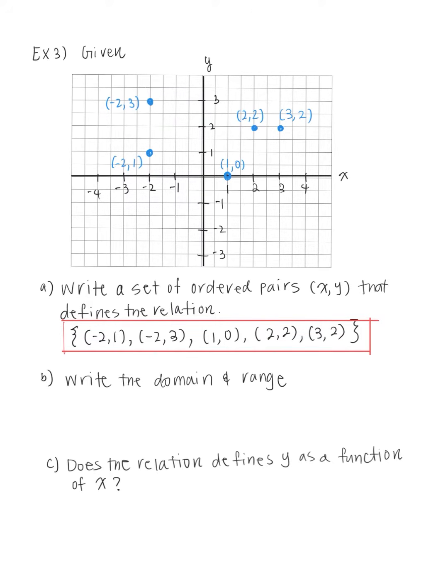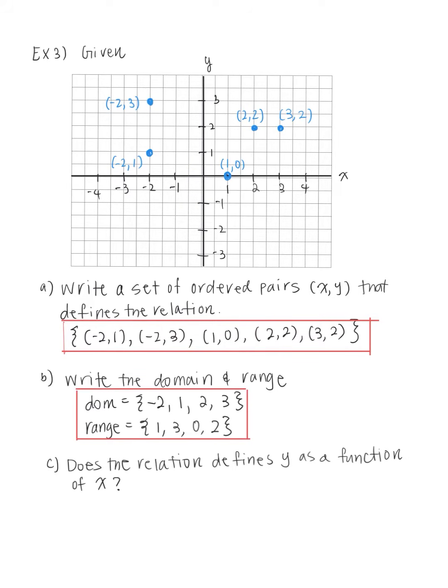Part B says write the domain and the range. I think this portion should be okay as well. So for the domain, let's pluck out all the x values. However, if it's repeating, you don't pick that. So here our domain is going to be -2. I know the next one's -2, but we don't pick that one again. And then we have 1, 2, and 3. And the range, what do we have? We have 1, 3, 0, 2, and another 2, so we're not going to write that 2 again. So there it is.